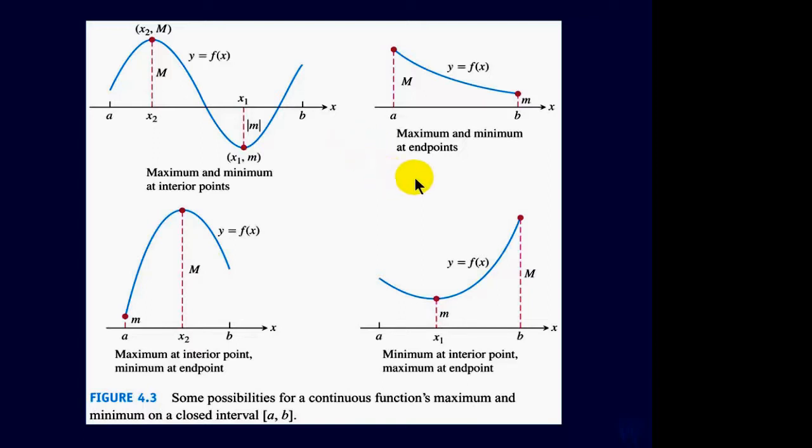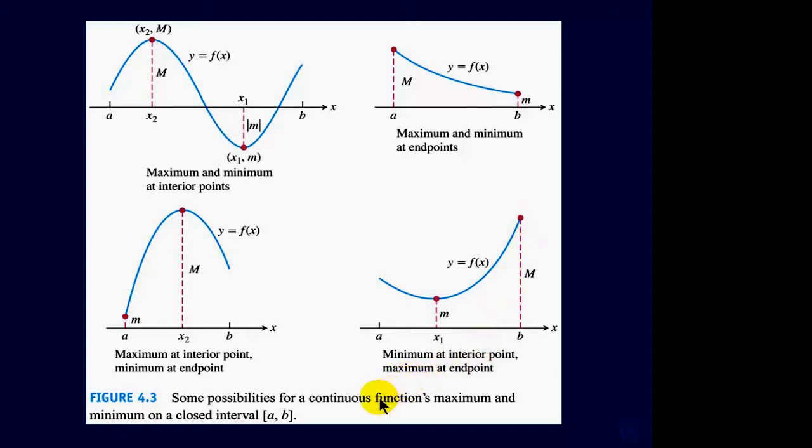Now here on the upper right, we have the maximum and the minimum points occurring at the end points right there. And it's also possible that you can have the maximum occurring at an interior point and the minimum occurring at one of the end points. Whereas here you have a minimum occurring at an interior point, whereas the maximum point occurs at an end point.